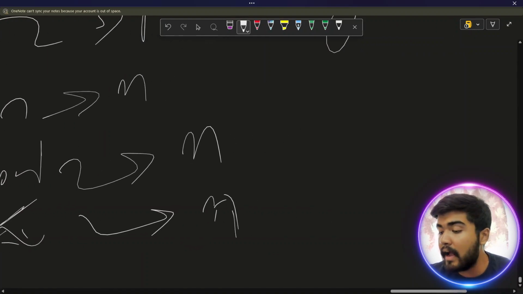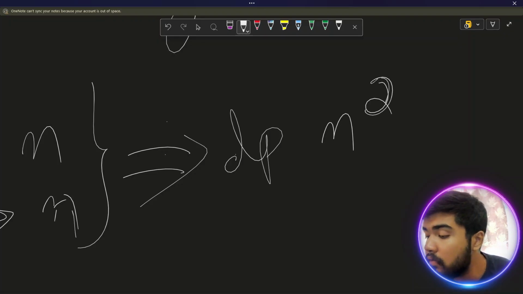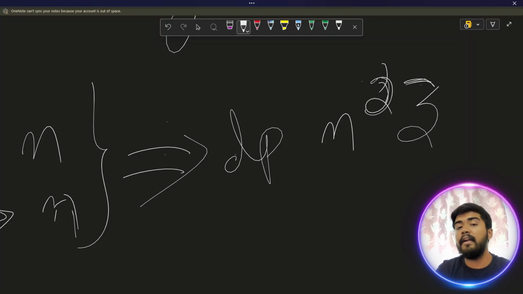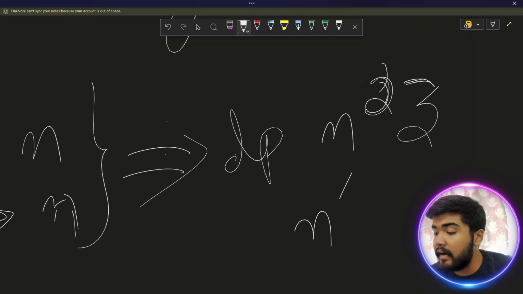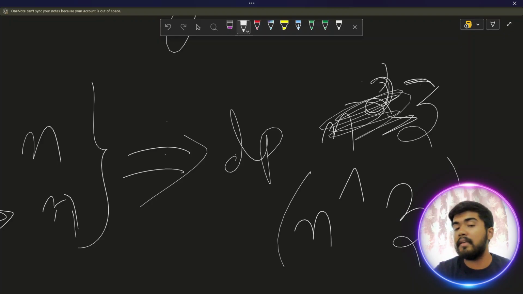So if I combine this and try to apply a DP on top of that, this is going to take n cube. So that is a kind of n cube solution. I can write it something like this, n cube. So that is the time complexity for this particular process.